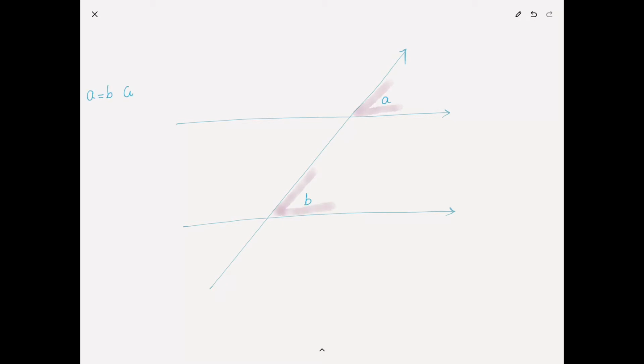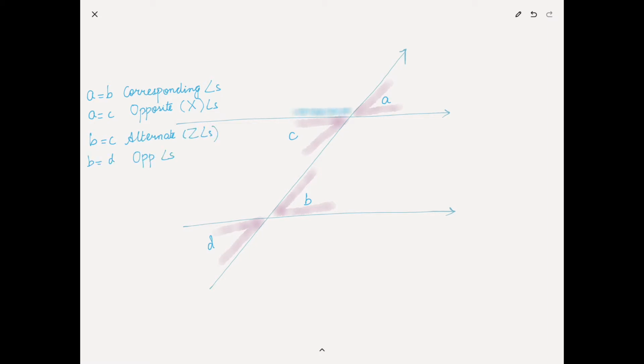Two parallel lines cut by a transversal create lots of angles. These two angles A and B, as you can see, they look equal to each other. So A and B are equal because they are corresponding angles. Then C and D also look to be the same size as A and B. Now A is equal to C, those are opposite angles. B is equal to C, those are alternate angles. And B is equal to D because they are opposite angles.